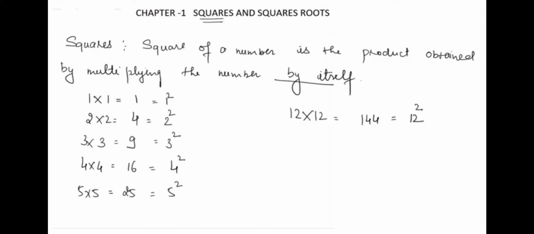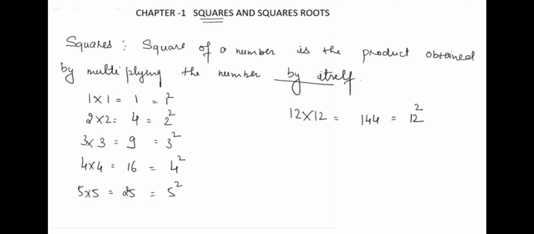First chapter, squares and square roots. First of all, we should know what is a square. So here I have given the definition. A square of a number is the product obtained by multiplying the number by itself.